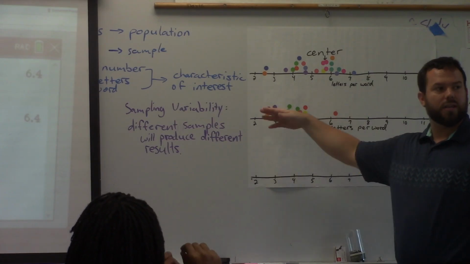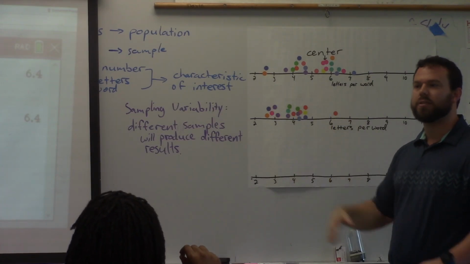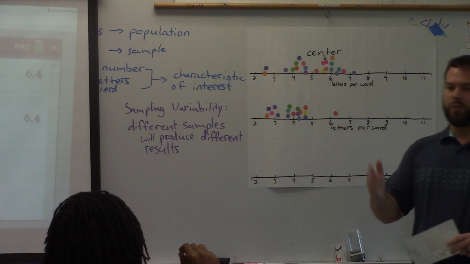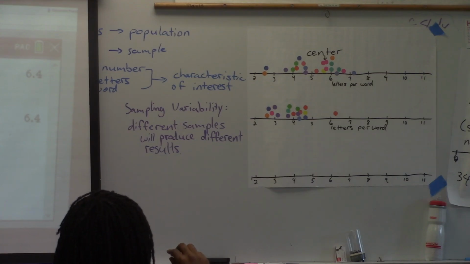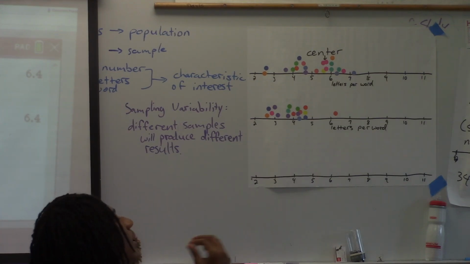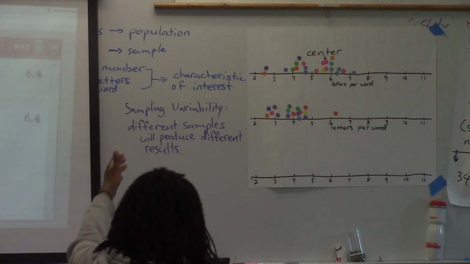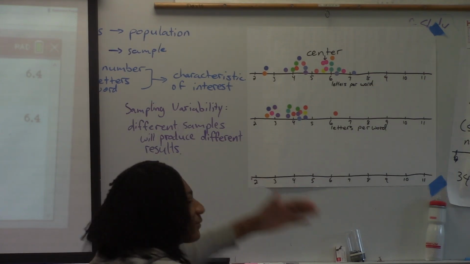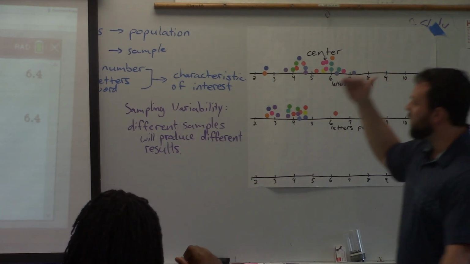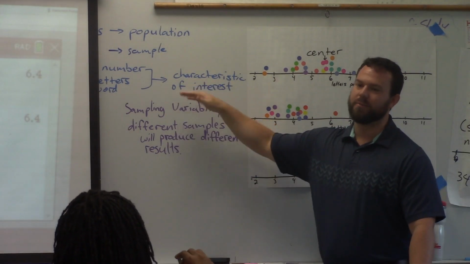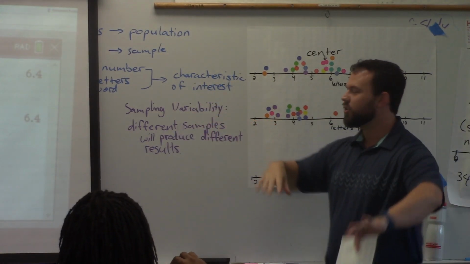But if I went off at this data point, I'm thinking 4.6 or so. So why did we get so many different responses? Because it was different stuff. Because there were different samples. Different variability. Sampling variability. Thank you, Chelsea. Very good. Different samples producing different results is sampling variability. We've got to know that term. We're going to add it to the sheet later, okay?